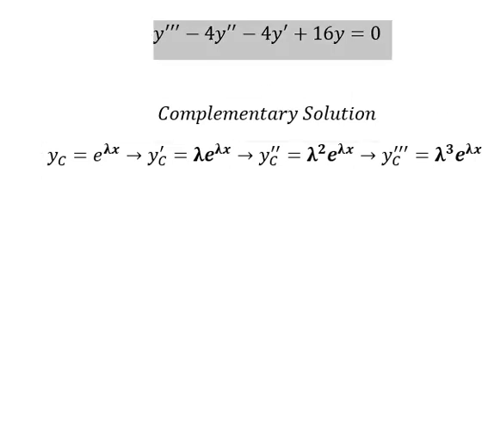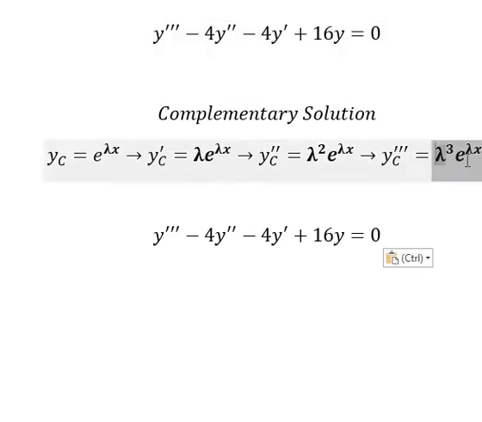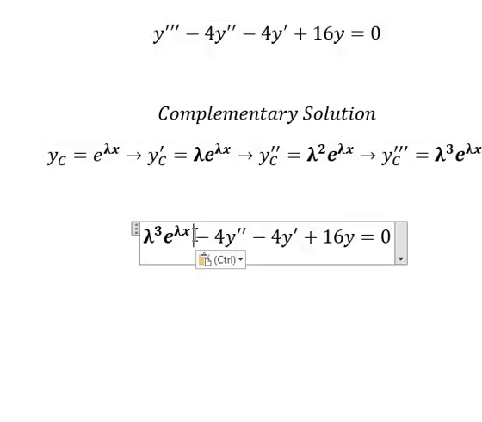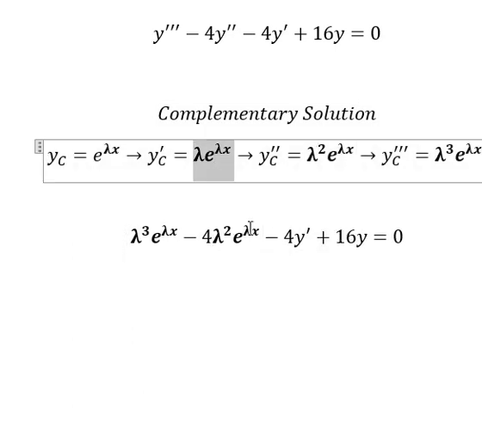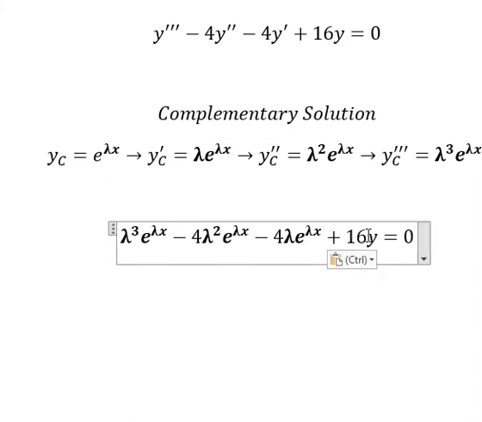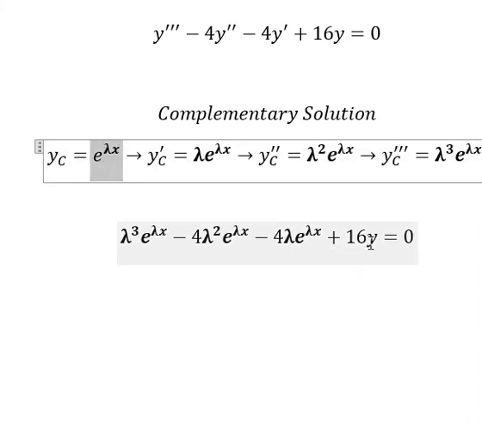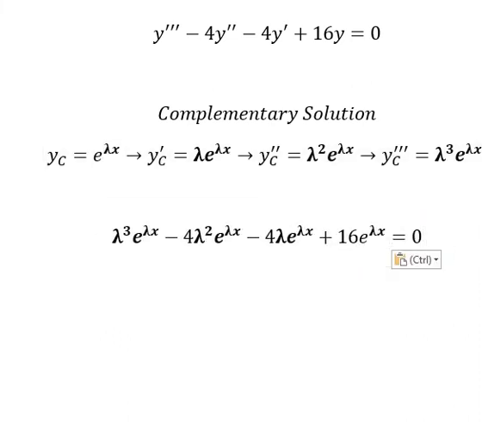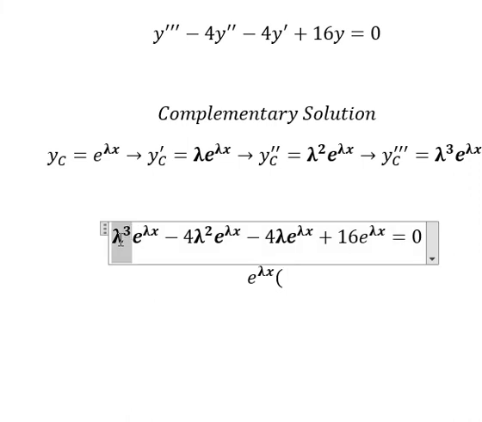Now we put this one here, this one here, this one here, and this one here. Next, this one we can factorize, and we have it like this.